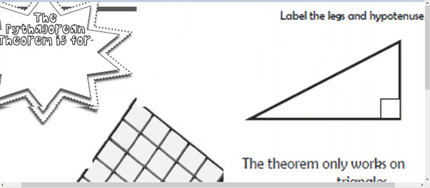Alright, so now that we have that information ready in our mind, we can start learning about the Pythagorean Theorem. So the Pythagorean Theorem is for right triangles. So a right triangle has one of its angles being a right angle, or a 90-degree angle. And it's usually shown by this little box that I drew in green here. That little box shows us that this angle is 90 degrees.